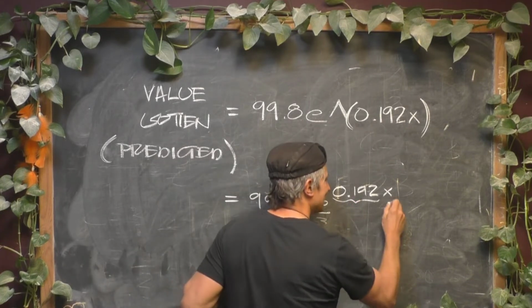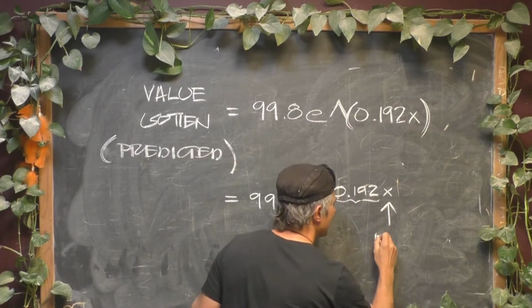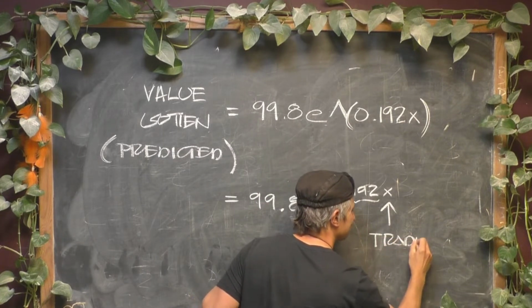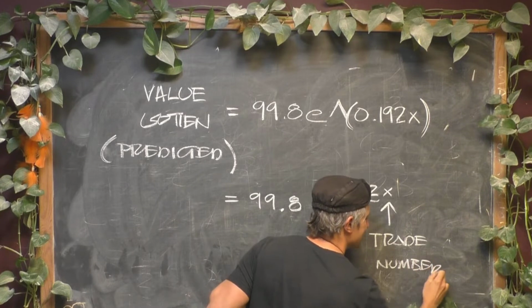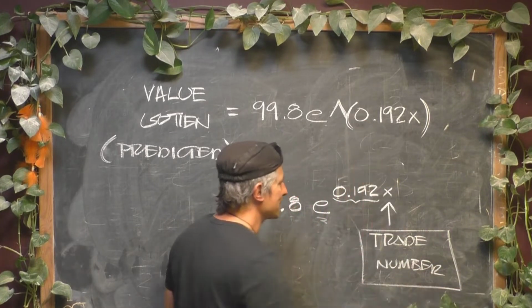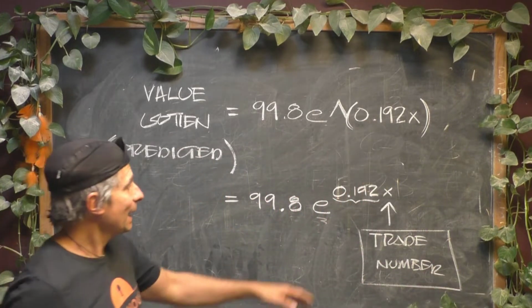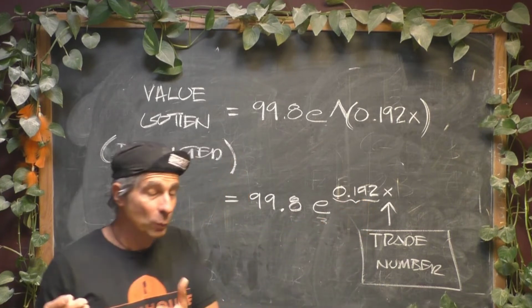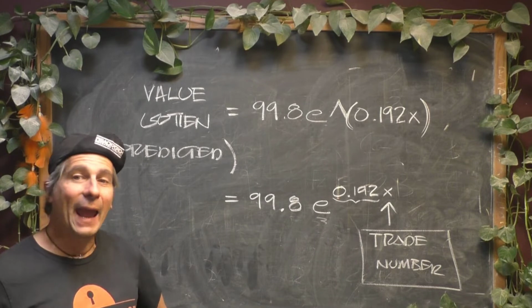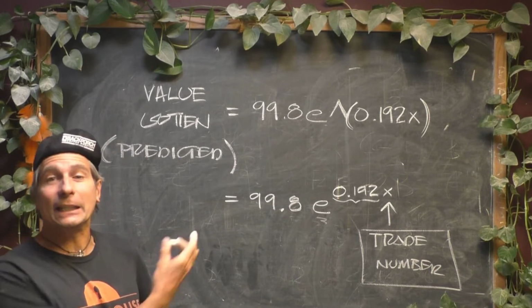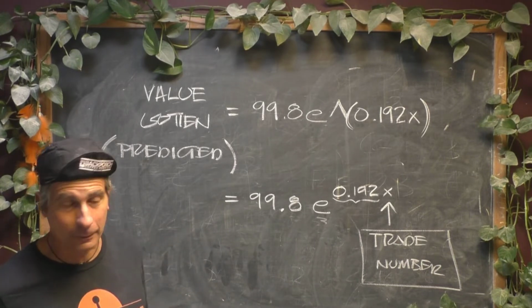The X, this X right here, is simply the trade number. That's all that is, my dear friends. So X is the trade number, and the 19.2%, or the 0.192, which is the same as 19.2%, is effectively the average percent increase she gets on each trade number.